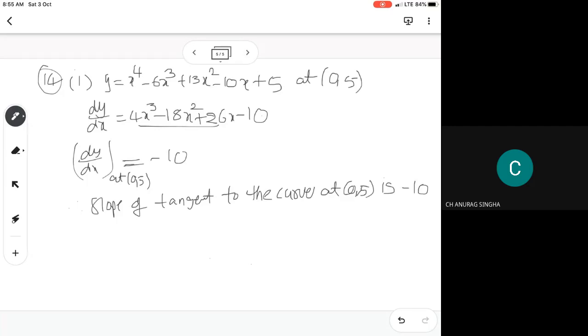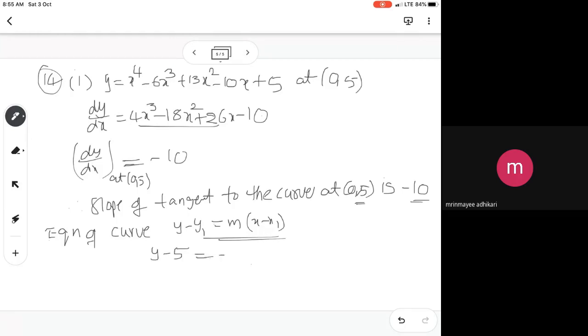Then find the equation of the curve. y minus y1 is equal to m into x minus x1. This is the equation in slope and point form. One point is there and the slope is there. Is it audible and visible to you? Yes, sir. Okay. y minus 5 is equal to minus 10 into x minus 0.